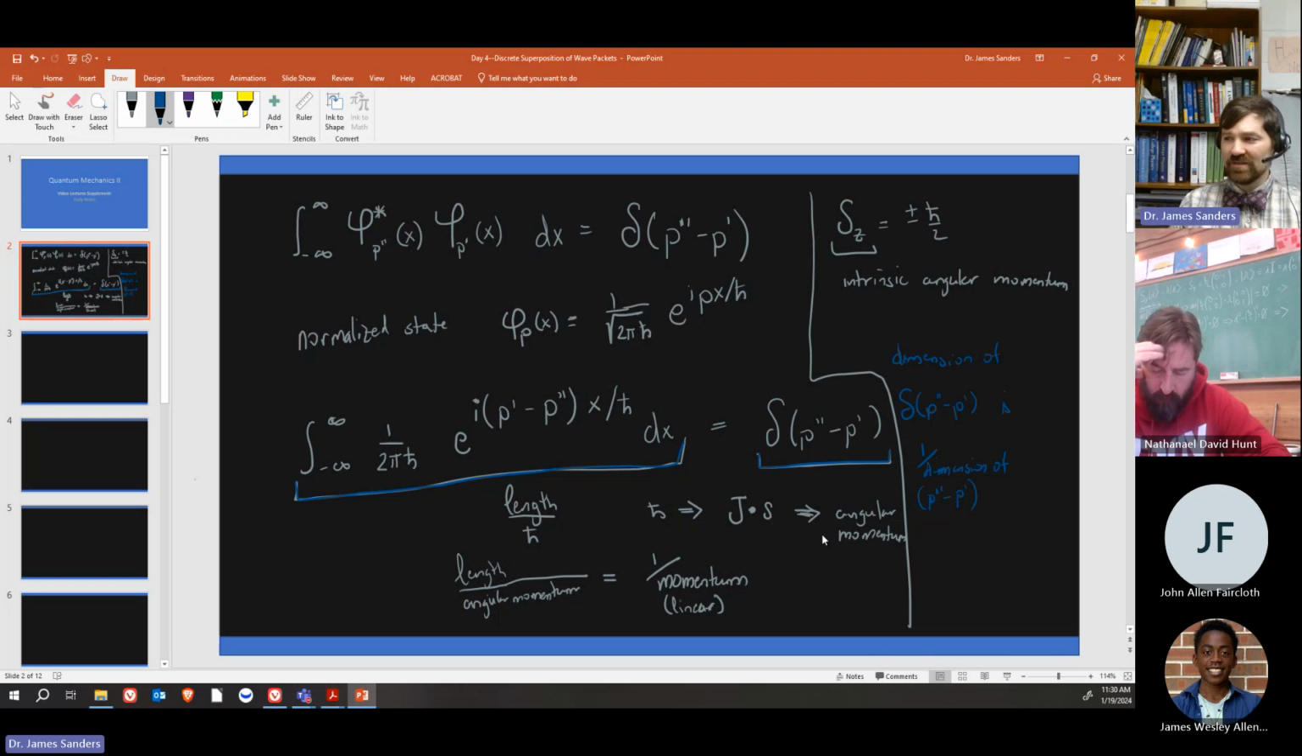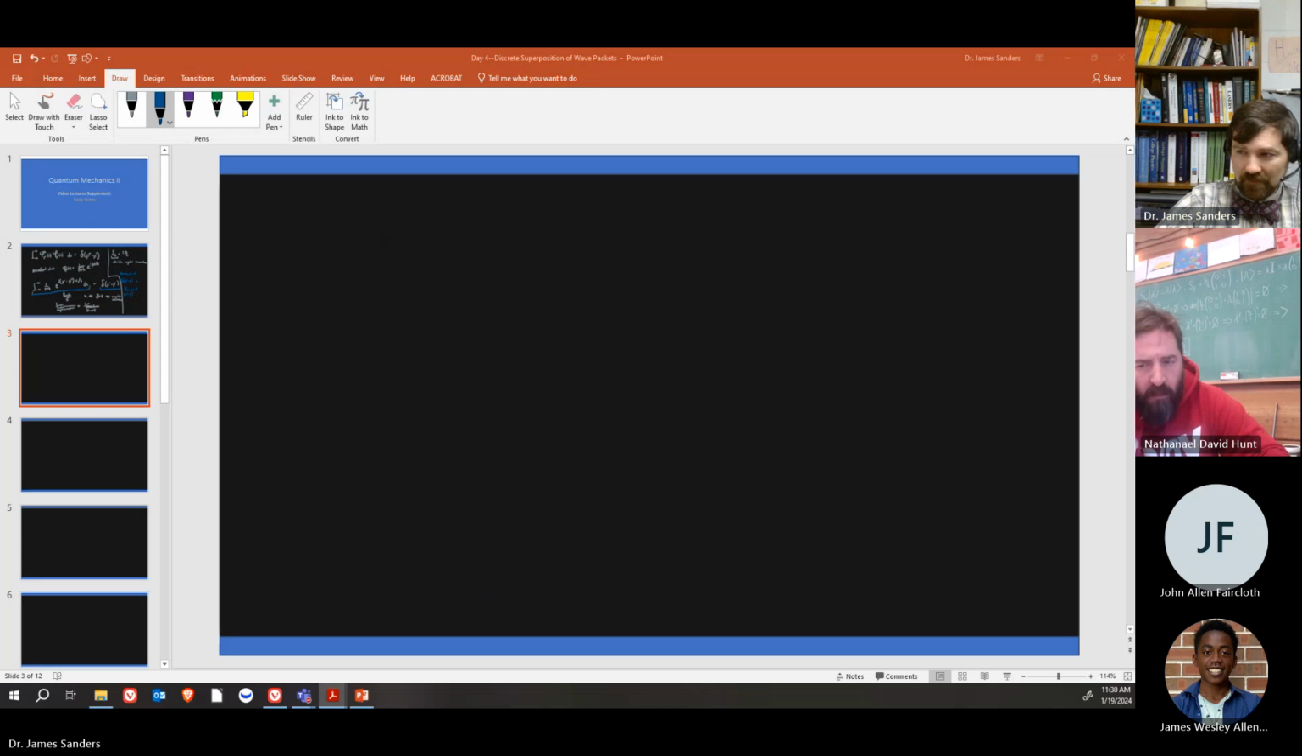So our implication is that we have a new difference between the Dirac delta and the Kronecker delta. The Kronecker delta tended to give us a value of 1 or 0 and was more or less dimensionless. The Dirac delta has dimension to it, and it's the reciprocal of whatever the dimension is of the thing in the argument. We'll set that aside for now.